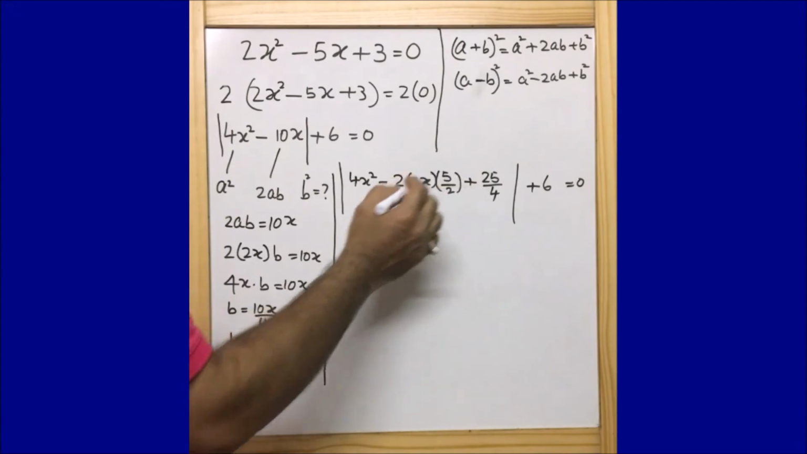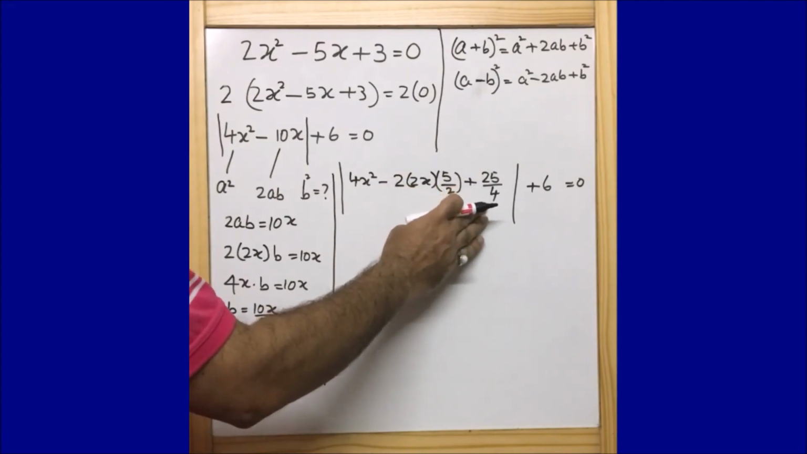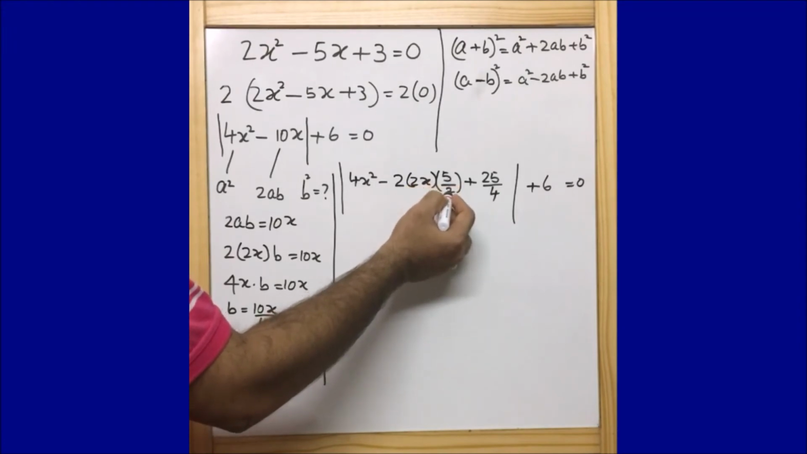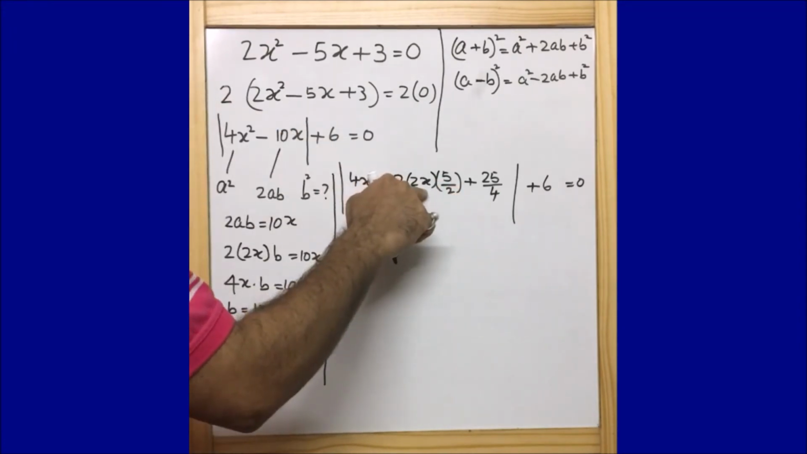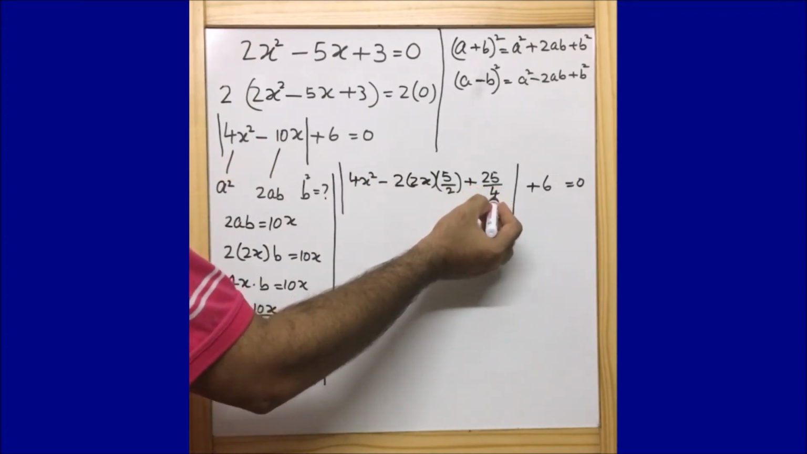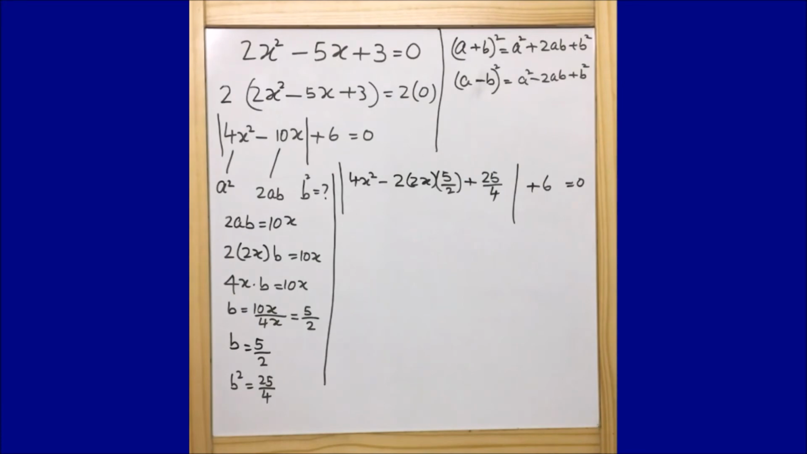And you could see that I have added only one extra value. So 4 into 5, 20. 20 by 2 is nothing but 10x. Just one extra part I added here is 25 by 4. But guys, I cannot add one extra part like this to any given equation. The whole equation or the whole process will become wrong.